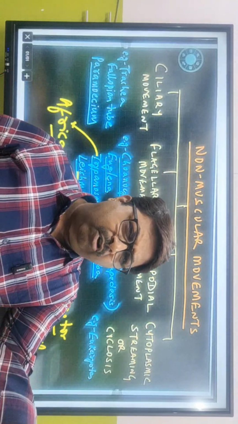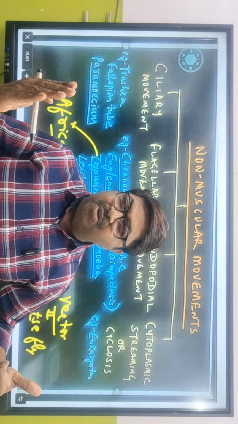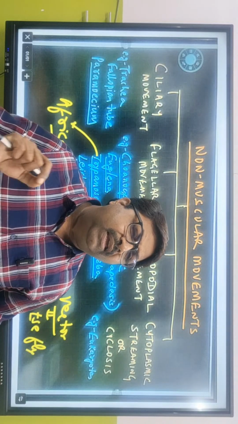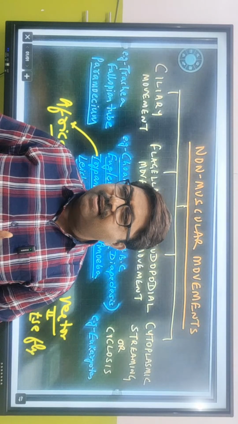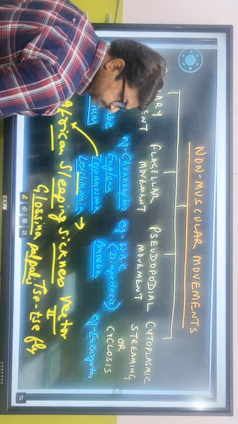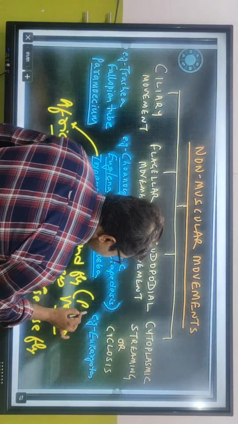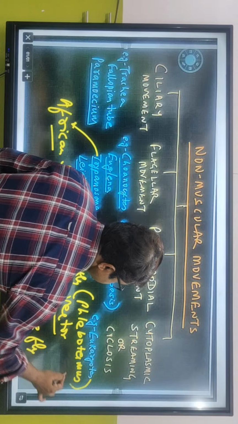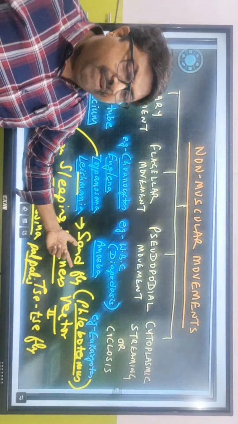Leishmania donovani, they have got flagella. So they are called flagellated protozoa. So under flagellated protozoa, we have talked about two examples, Leishmania donovani and Trypanosoma gambiense. Leishmania donovani can make a disease called Kala-Azar. And tell me the vector. The vector is sandfly. The vector is sandfly. The scientific name of the sandfly is Phlebotomus.